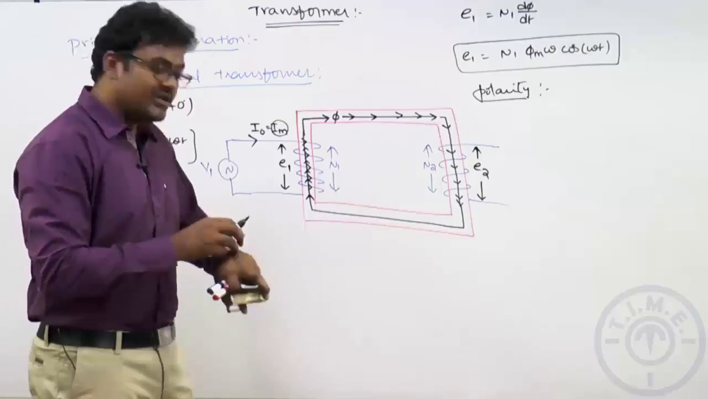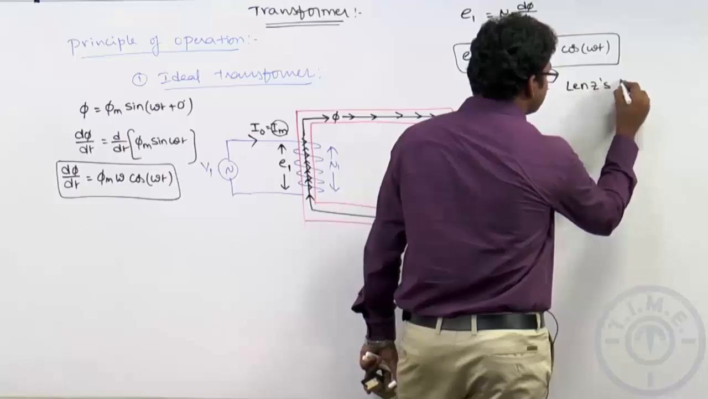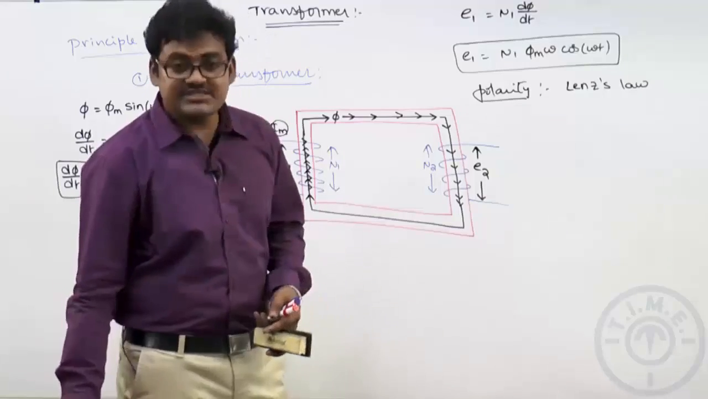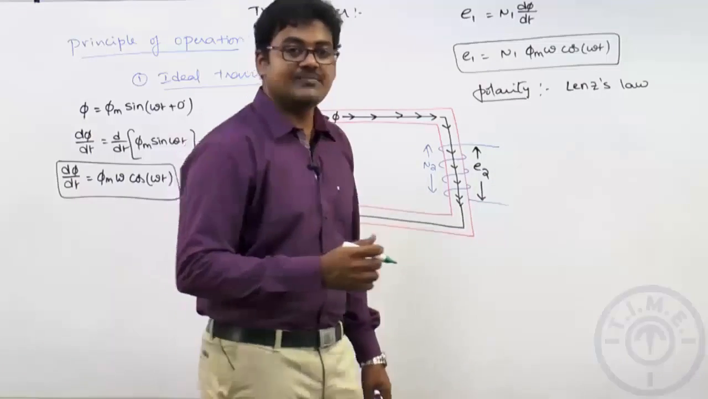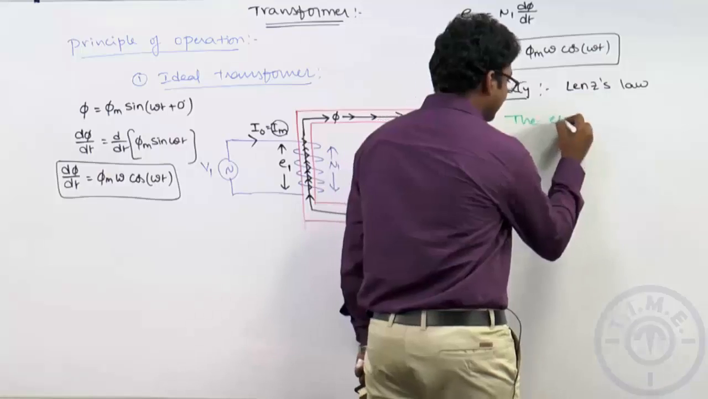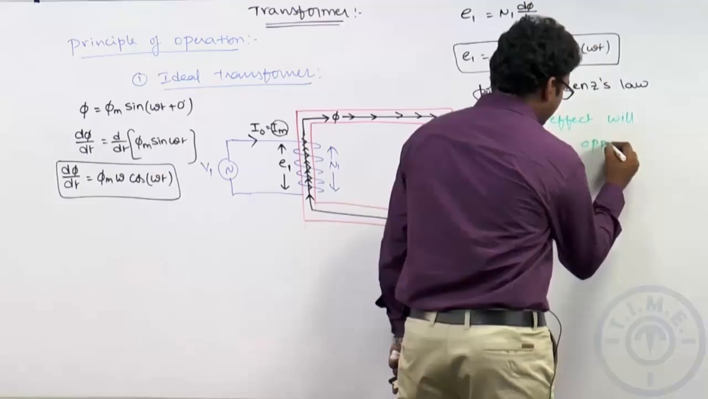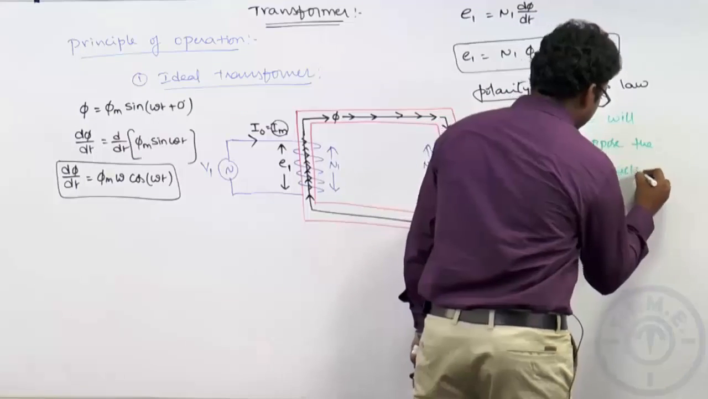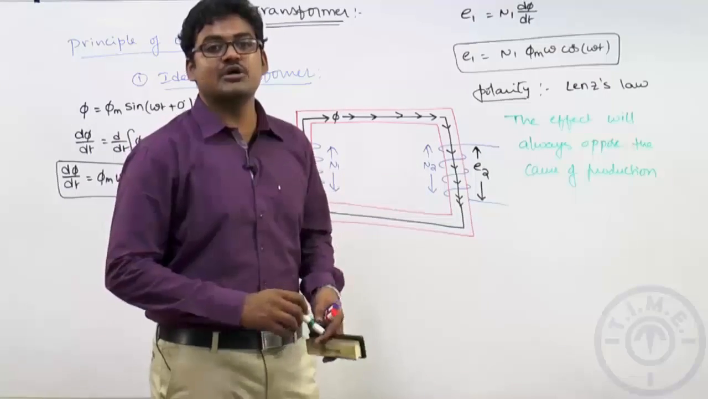So therefore the polarity of induced EMF can be identified using Lenz's law. We will use Lenz's law to indicate the polarity of induced EMF. Very important principle, Lenz's law. Okay, so let us see what is meant by Lenz's law. The statement of Lenz's law is, according to Lenz's law, the effect will always oppose the cause of production. Alright, this is what Lenz's law is stating, that the effect will always oppose the cause of production.